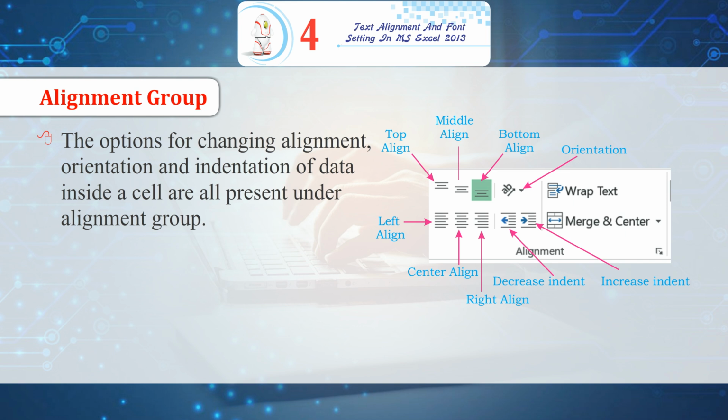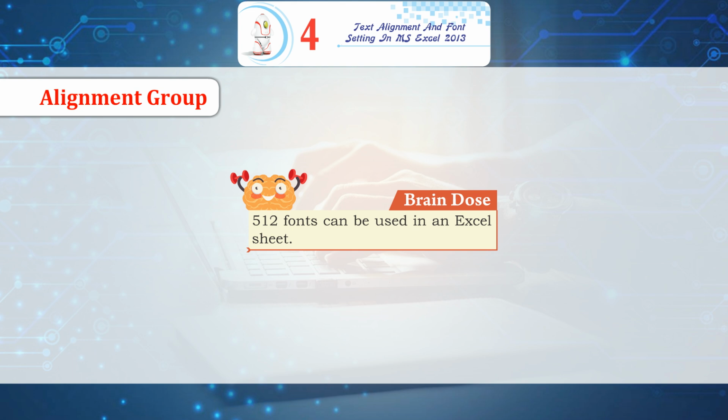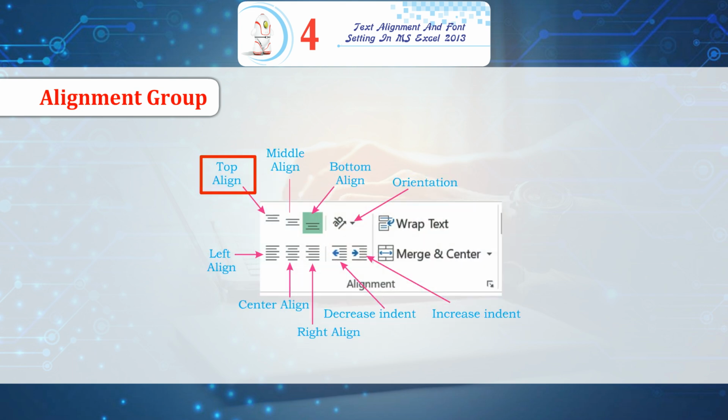The options for changing alignment, orientation and indentation of data inside a cell are all present under Alignment group. Brain dose. 512 fonts can be used in an Excel sheet. Top align, middle align, bottom align, orientation, left align, center align, right align, decrease indent, increase indent.